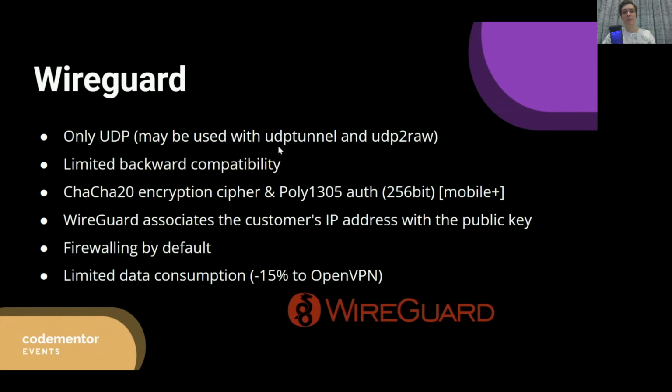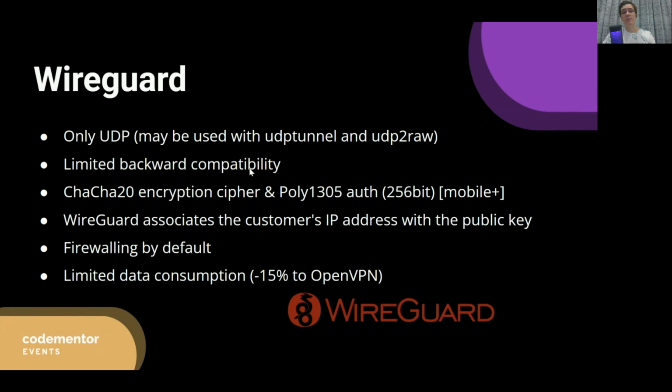WireGuard uses only UDP, as I said. With OpenVPN, you can just switch to TCP if you want. It is supported, but I'm not sure if it's a good idea. Maybe in some particular environments, you can just try that if you have only TCP allowed, in some hotels for instance. It might be useful. But try not to use this if you really don't have to.